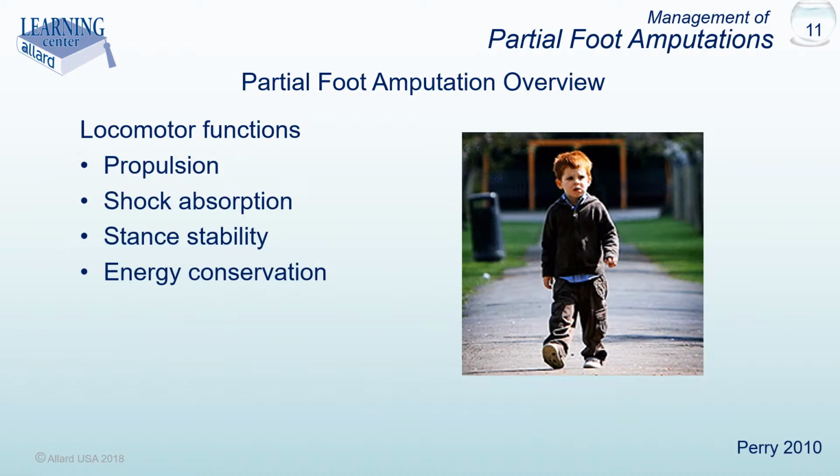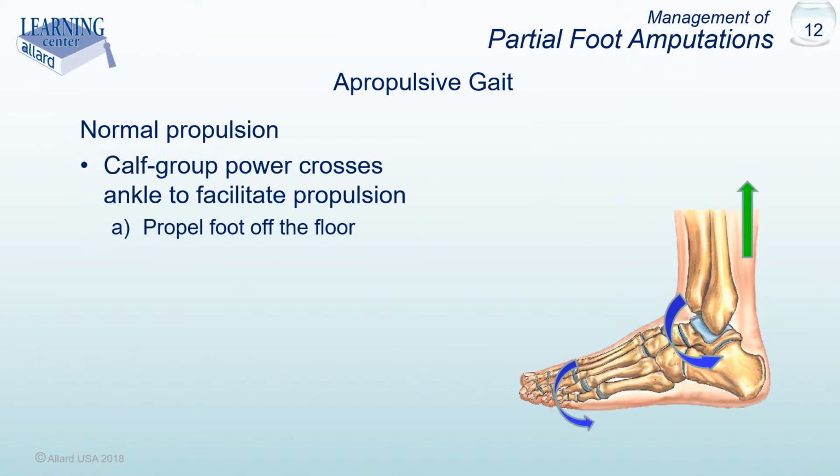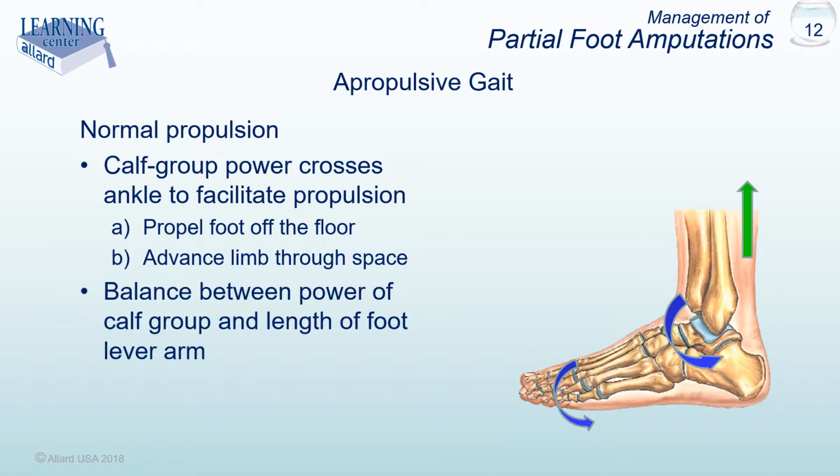In her 2010 edition of Gait Analysis, Jacquelin Perry describes propulsion as one of the 4 key components of gait. In fact, between these 4 components, she lists propulsion as first. Without propulsion, there is no locomotion. In the normal situation, calf muscles contract to send power through the Achilles into the calcaneus to plantar flex the ankle. This power activates the propulsive lever arm of the foot to propel the foot off the floor and at the same time to initiate swing to advance the limb through space. A biomechanical balance exists between the power of the calf group and the length of the propulsive lever arm of the foot.